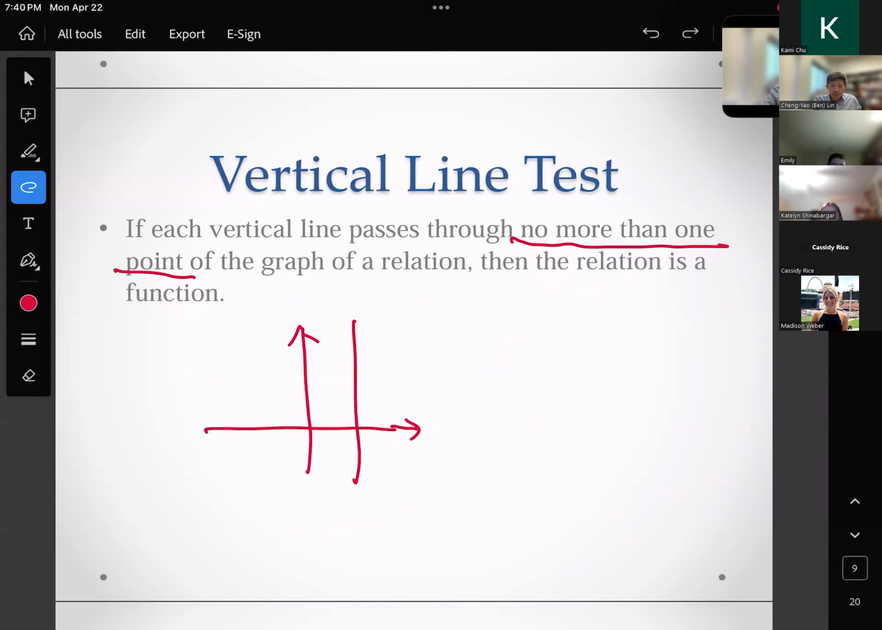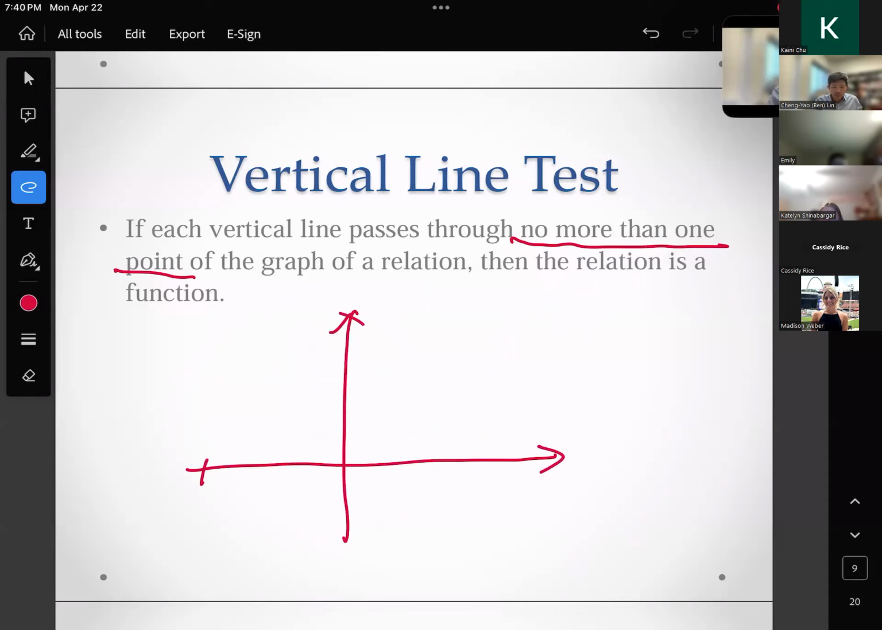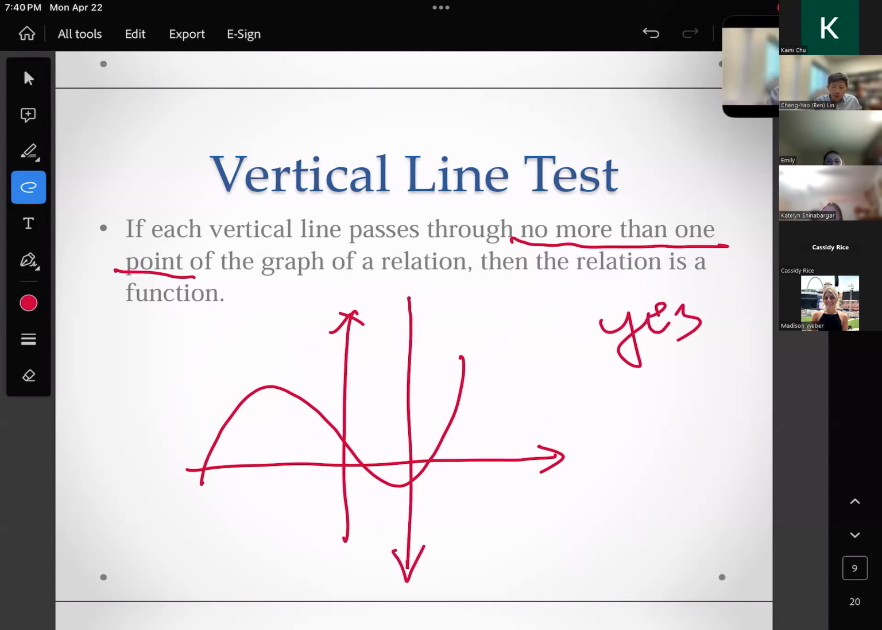Let me give you another example. Does it pass the vertical line test? Yes or no? How about this one? Function or not function? Yes, it's a function, because we put on the vertical line test, we only meet 1 point. No matter what you do, you would meet 1 point. So yes, this passes the vertical line test, this is a function.